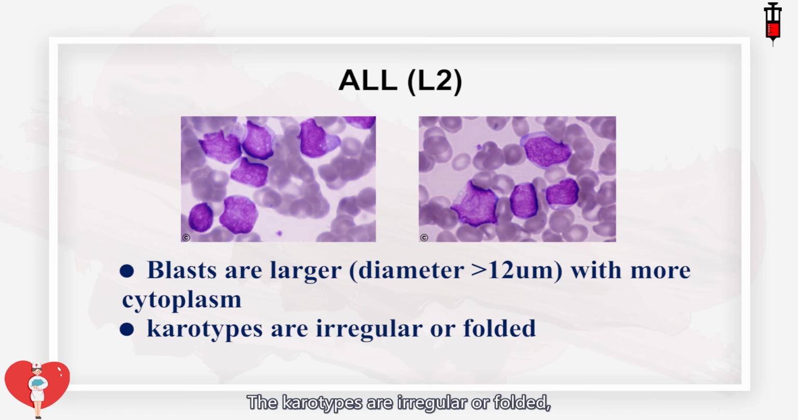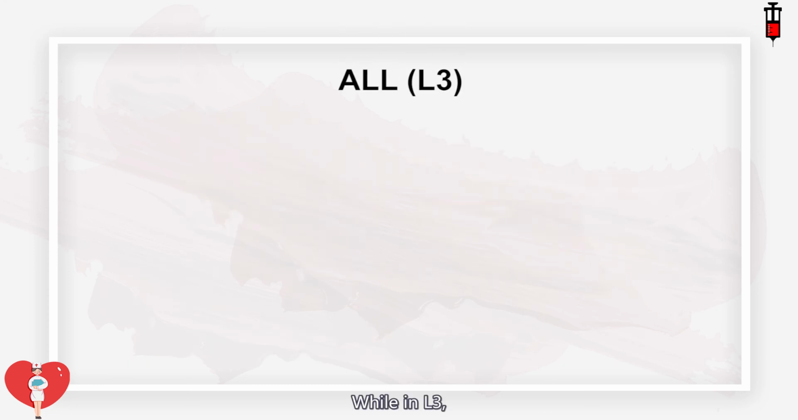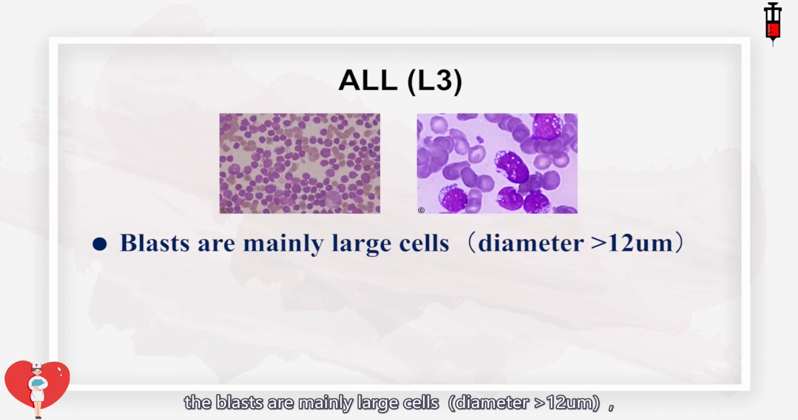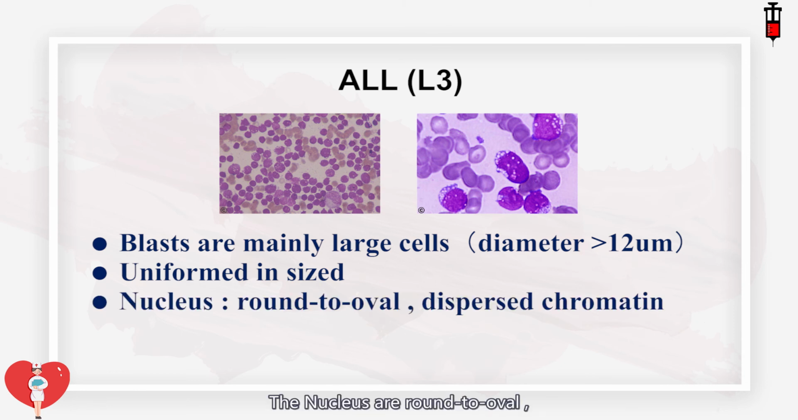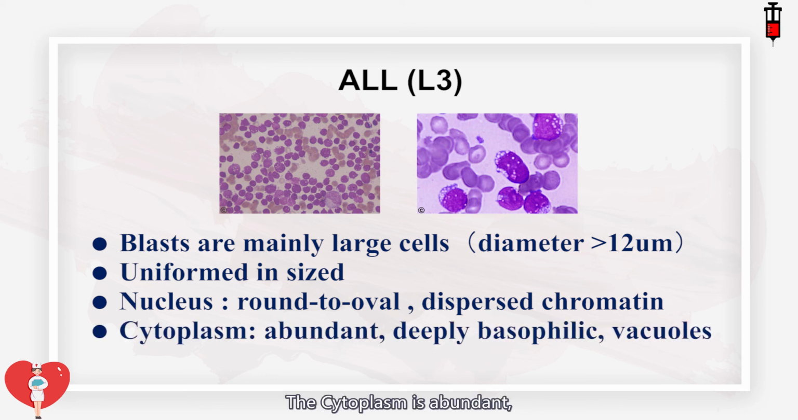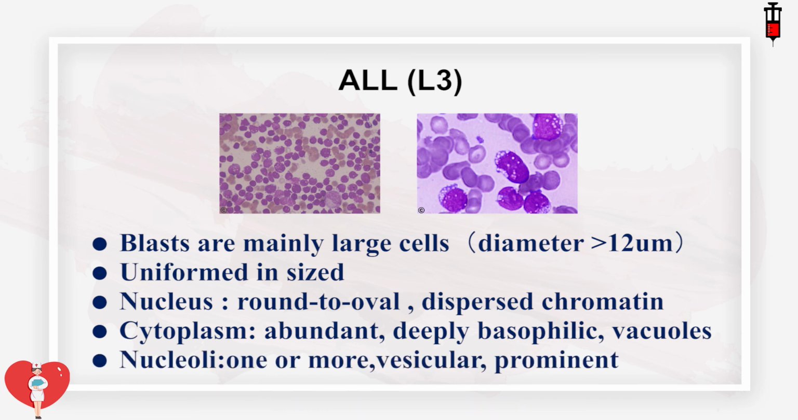The nuclei are irregular or folded, and the nucleoli are prominent, while in L3, the blasts are mainly large cells and uniform in size. The nucleus is round to oval with finely stippled chromatin. The cytoplasm is abundant, deeply basophilic, and vacuolated. There are 1 or more nucleoli. They are vesicular and prominent.